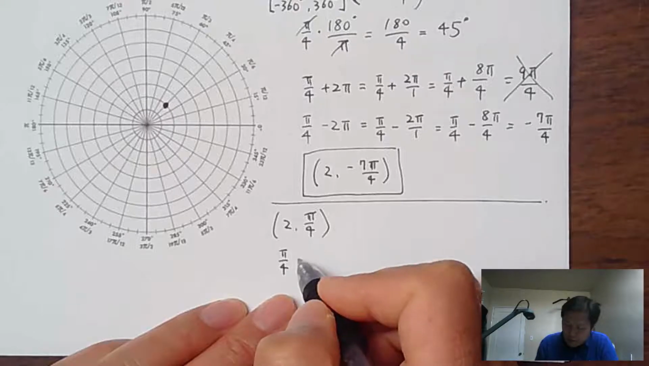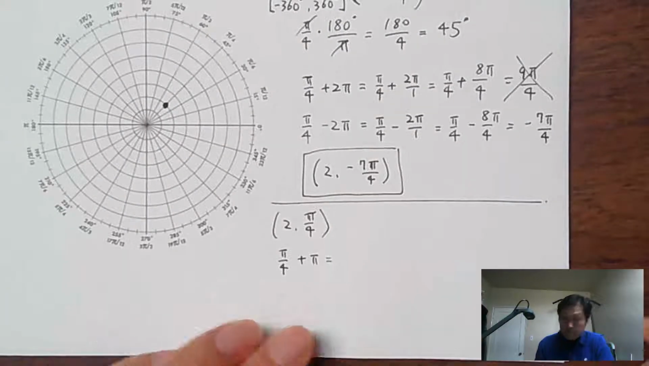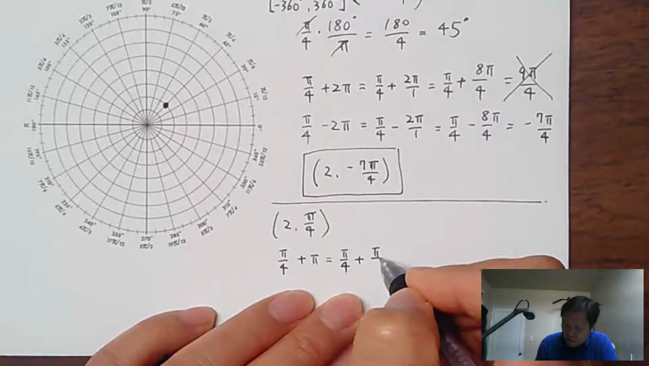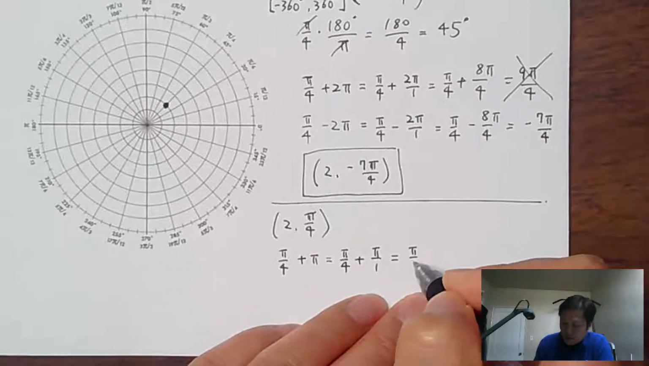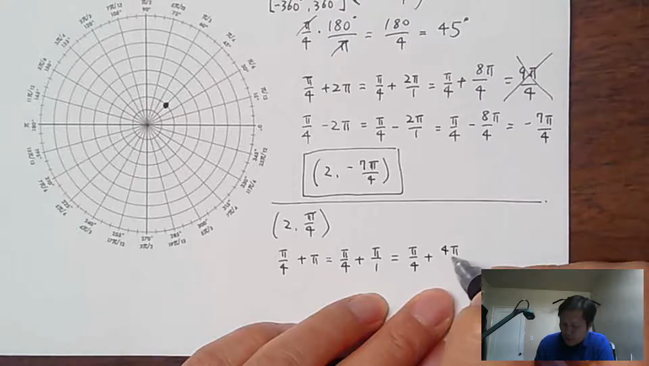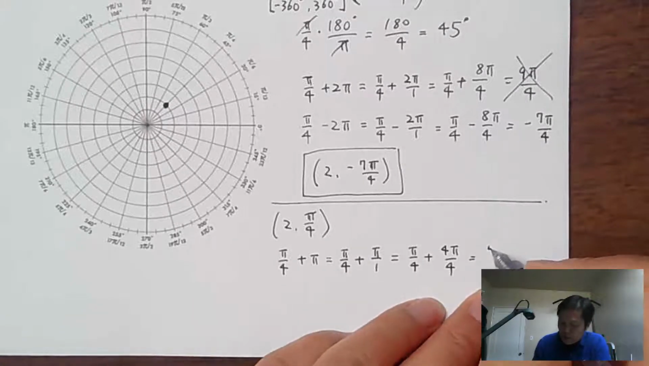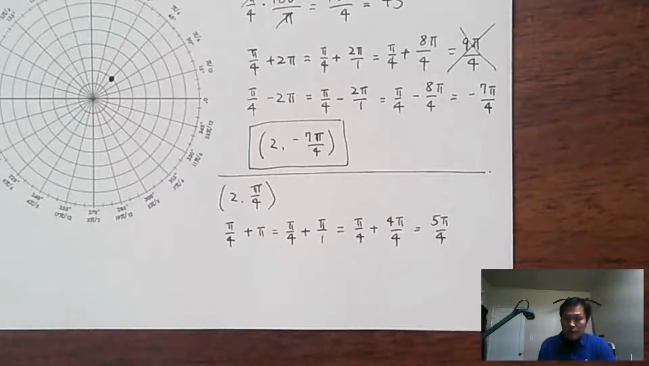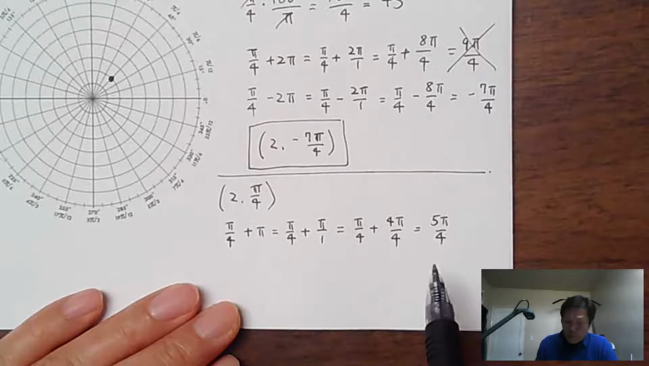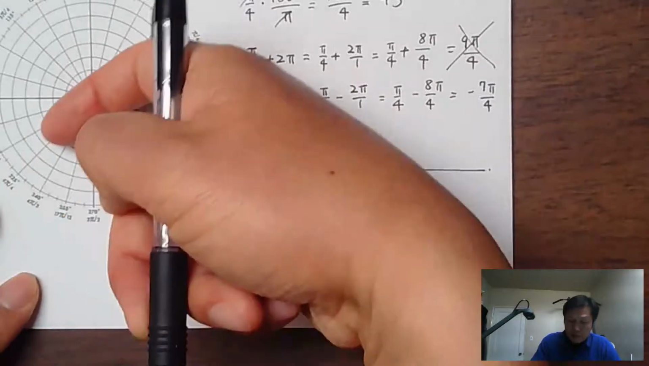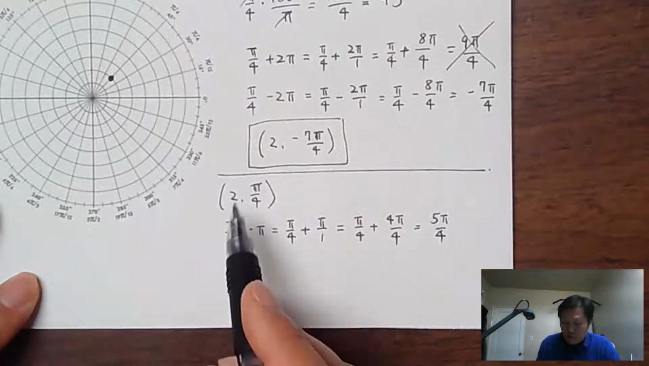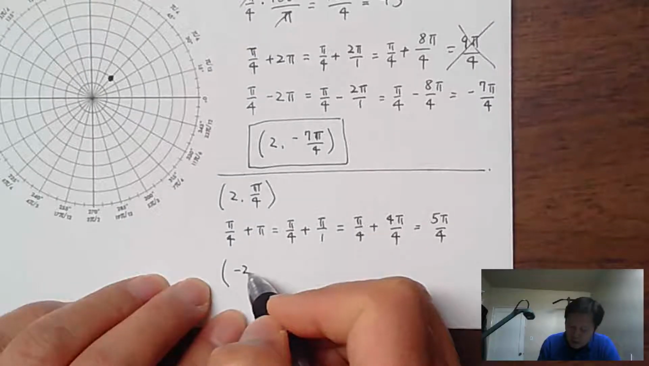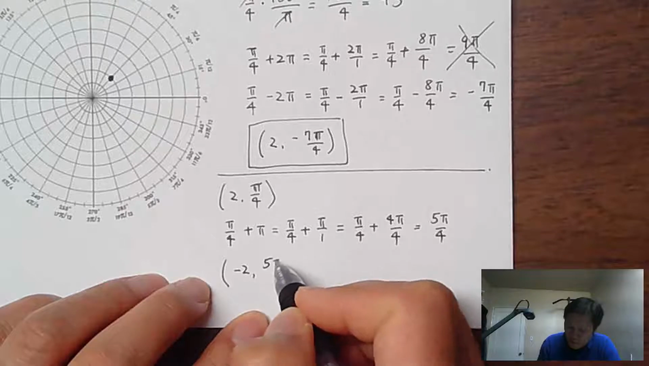So if you add pi, it will be pi fourth plus pi over 1, which is the same as pi fourth plus 4 pi fourth. You get 5 pi fourth. So we are pointing in the opposite direction, so the radius will be minus. With this information, you can do minus 2 comma 5 pi fourth.